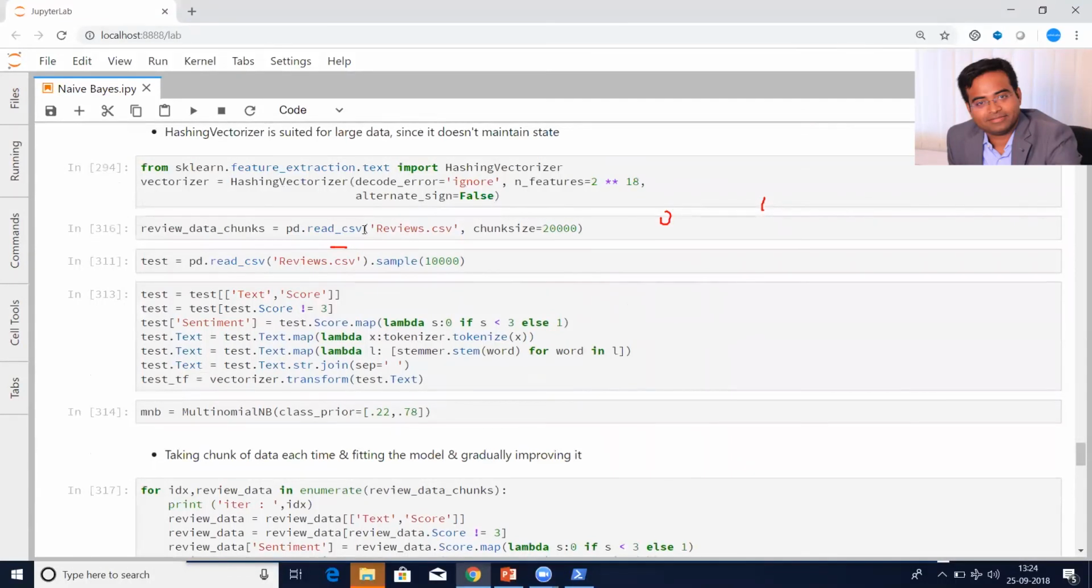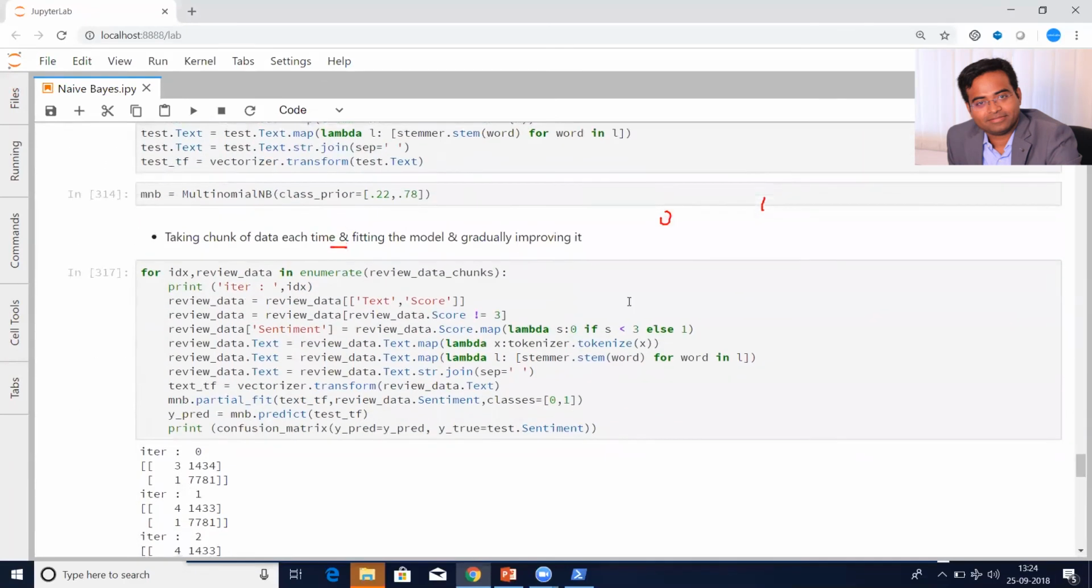First thing, we are loading the file with read_csv, and we are passing chunk size. That means it will return an iterator of size 20,000 rows every time. From the data set, we are choosing some 10,000 random samples, and we're creating test data out of this. These are the steps: removing all the data which is of the neutral class, converting into sentiment, tokenizing the text, stemming the words, joining it back, and doing the vector transformation using hashing vectorizer. These are the default values as well.